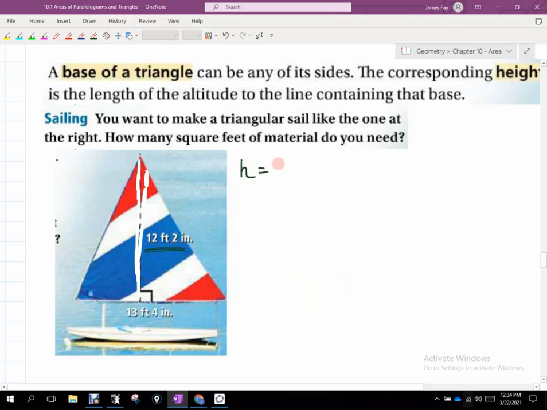So H is 12 feet 2 inches. Okay. And base then is 13 feet 4 inches. Okay. And all I want to do here with this one is just to make sure that we understand how to do this, because right now it's in feet and inches, and that might be troublesome for us to multiply the way that it's written. Okay? If I go 12 feet 2 inches, how do I write that as a decimal?